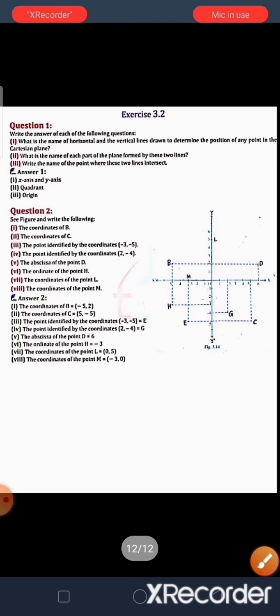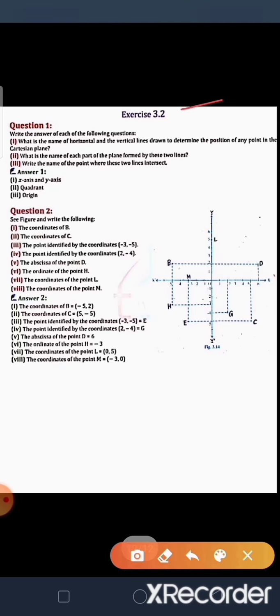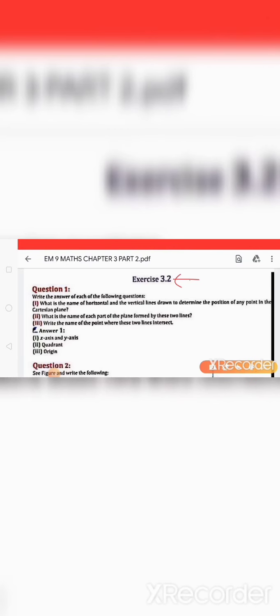Next we start to solve our exercise sums. Exercise 3.2, first question. Question number 1 is, write the answer of each of the following questions. Question 1 is, what is the name of the horizontal and vertical lines drawn to determine the position of any point in the Cartesian plane?